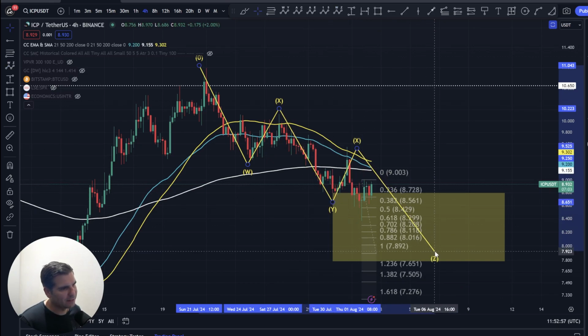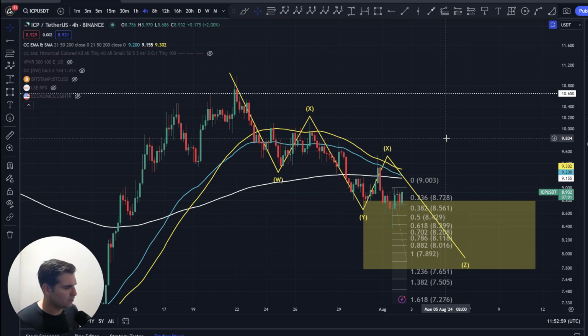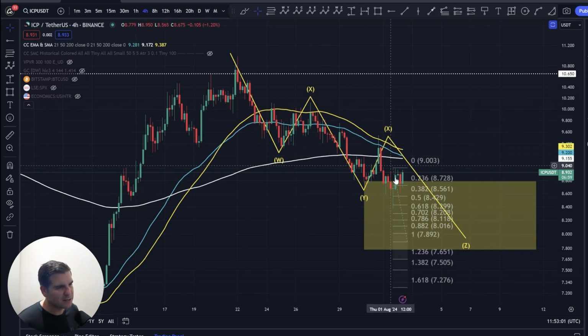Okay, and it'll look like this. It's not an unusual pattern, it's just an unfortunate pattern for ICP and the W, X, Y, X, and Z structure.